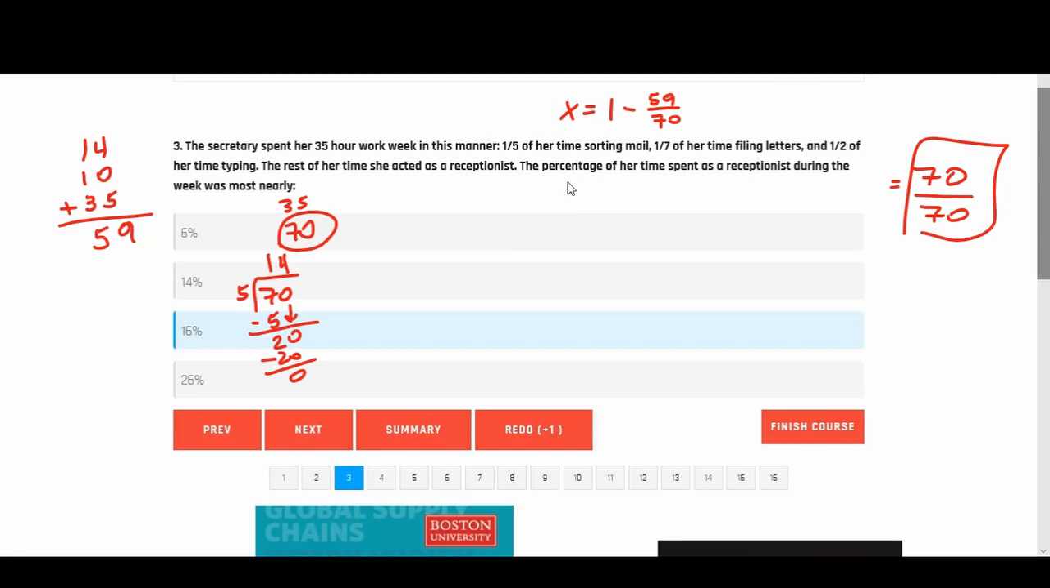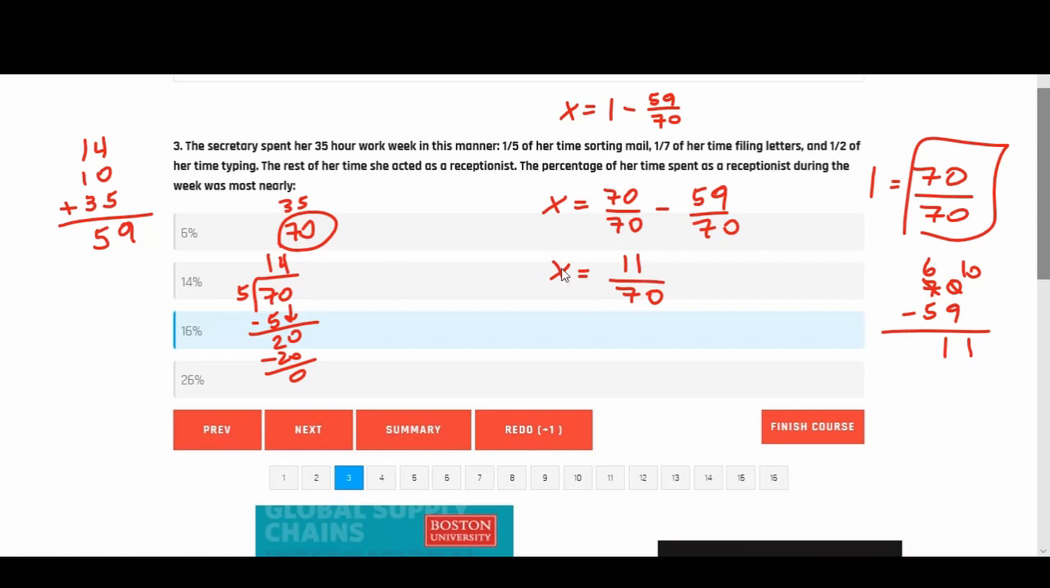Now at this point, I'm going to rewrite this as this. X equals, again, 1 is the same as 70 over 70, 70 over 70 minus 59 over 70. So let's go ahead and do this. Again, when you add and subtract fractions, as long as the denominators are the same, you just subtract the numerators. So this would be 70 minus 59. We can't take away 9 from nothing. So this has to become a 6, and this becomes 10. This is 1, 1. So this becomes x equals 11 over 70.